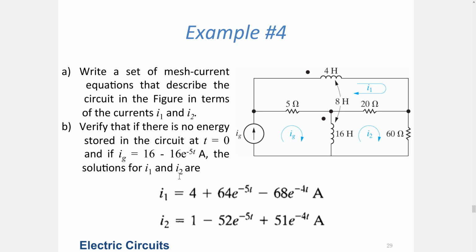from chapter 4. So we need to verify also that if there is no energy stored in the circuit at t equals 0, and if Ig equals 16 minus 16 times e to the minus 5t amps, the solutions for I1 and I2 are: I1 equals 4 plus 64 times e to the minus 5t minus 68 times e to the minus 4t amps, and I2 equals 1 minus 52 times e to the minus 5t plus 51 times e to the minus 4t amps.